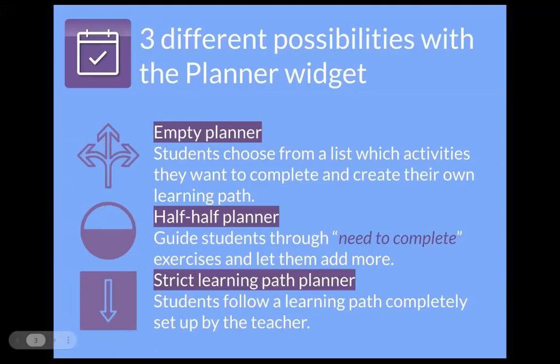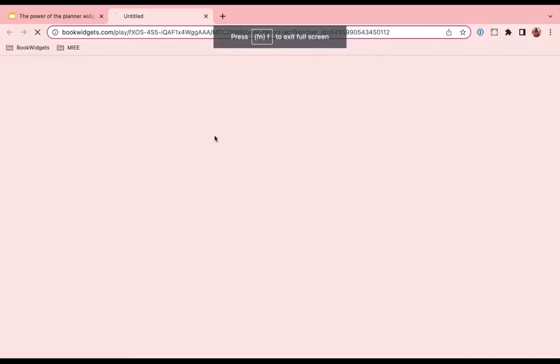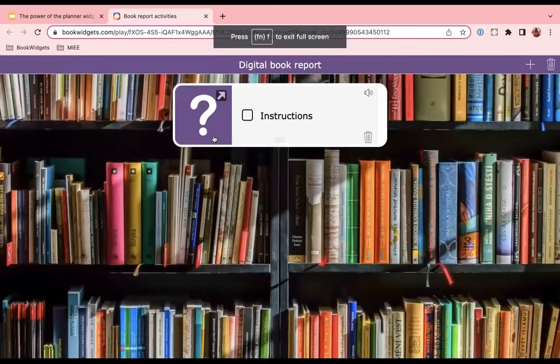So let's go ahead and take a quick look at what those three examples look like. Let's start with the empty planner. I'm going to open up a couple of activities for us to look at. This is really great, and I like to tie this in. Last week, we talked about differentiating instruction, and I think this widget is really great for differentiating instruction. You can provide different activities for different students.